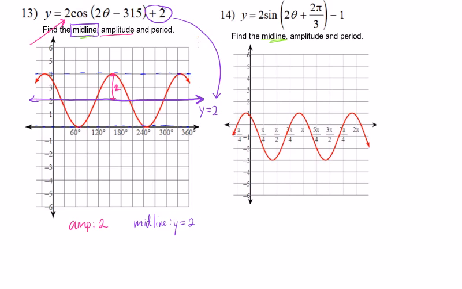So for the period, we look at this number here, and if we're in degrees, which, if you don't see pi, you're in degrees. For the period, for sine and cosine, remember you do 360 divided by whatever that number is in front of theta or in front of x. That theta could be an x sometimes, but whatever that number is that you're multiplying by theta, or x, you just do 360 divided by that, right? And that'll give you the period is 180.